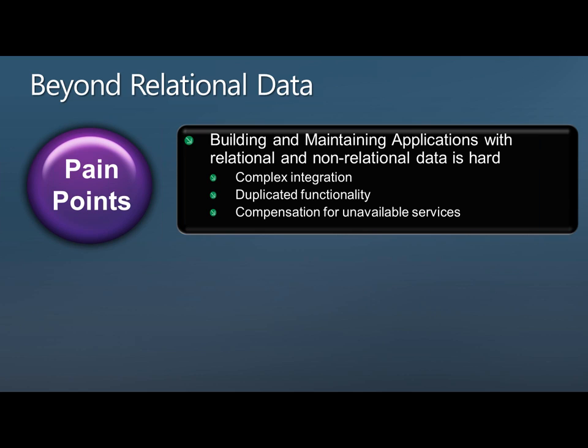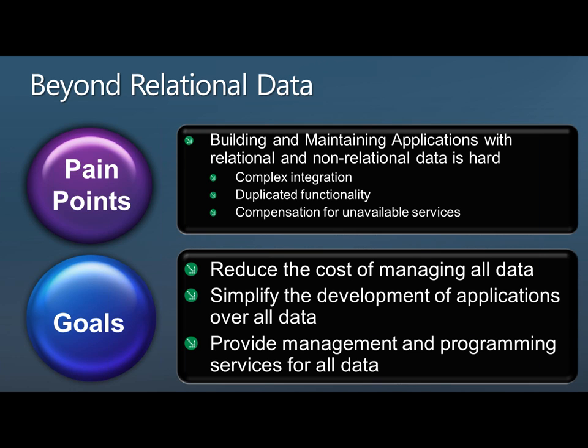To look at the pain points, if you have applications that have relational and non-relational data, it's often hard. You have to build your own complex integration at the application tier. You have to duplicate functionality because they are not integrated. And if you, for example, store your files inside a file system and your structured data inside the database, you will have to compensate for unavailable services. For example, you will have to build your own backup restore solution for the data that lives inside the file system, so that it somewhat integrates with the backup restore solution that you have for your data inside the database. So our goal is to reduce the cost of managing all this type of data by simplifying the development process, as well as giving you unified, combined management and programming services for all the types of data inside the data platform, so you can make use of it when you're building your application.